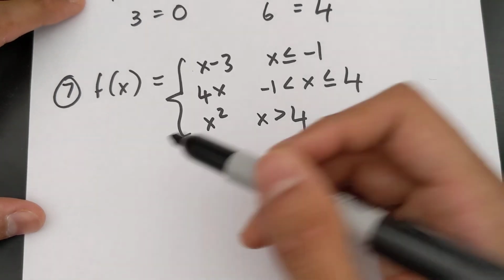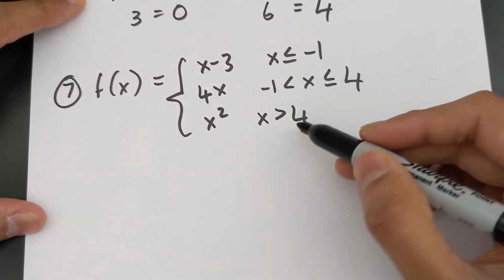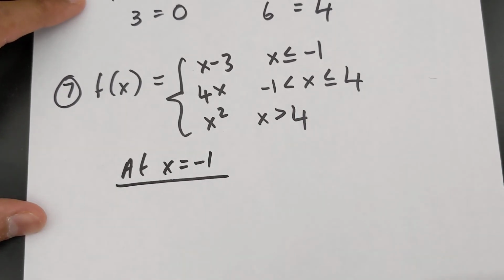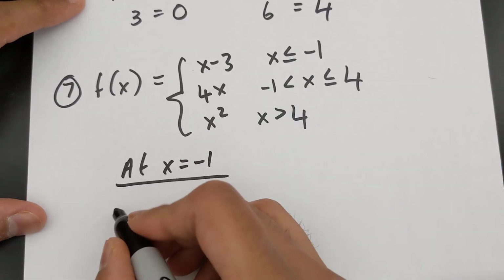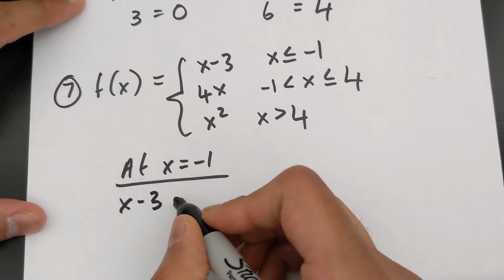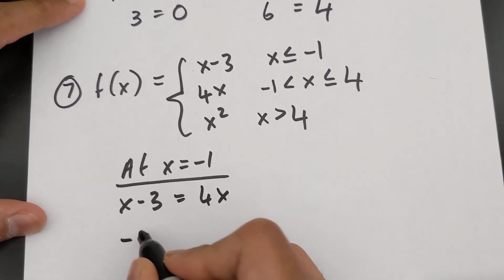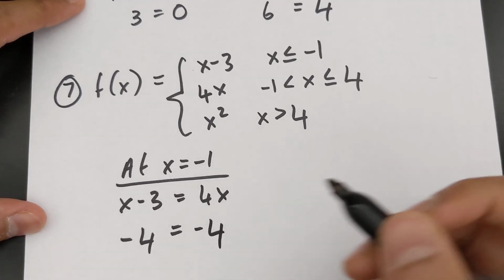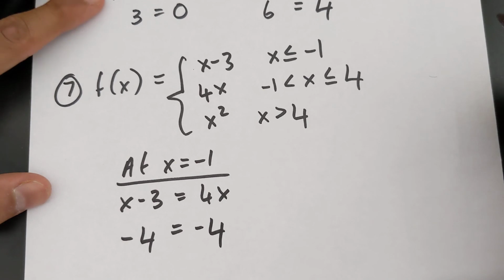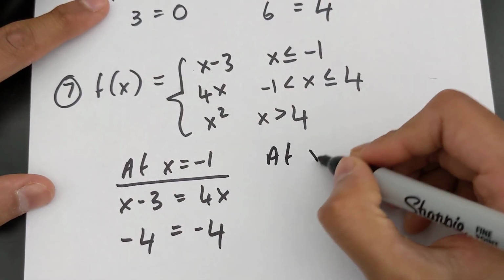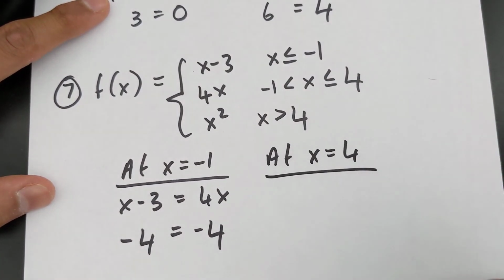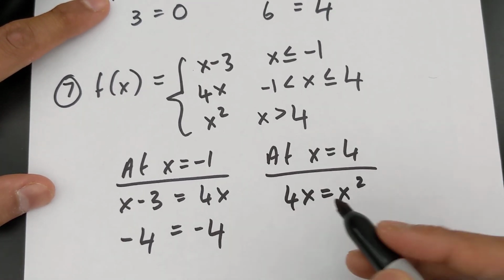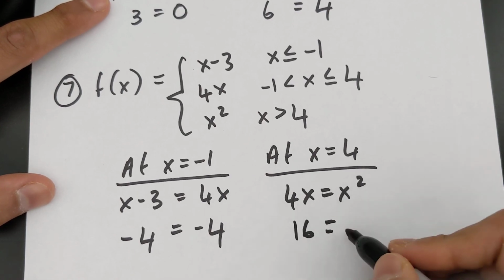And finally, let's test this last one. Again, 2 different points which I have to test. I'm going to test -1 first. So -1 minus 3 is -4, and -1 times 4 is -4. So the function is continuous at x equals -1. Let's test the next one, x equals 4. So I have 4x equals x squared. 4 times 4 is 16. 4 squared is also 16.